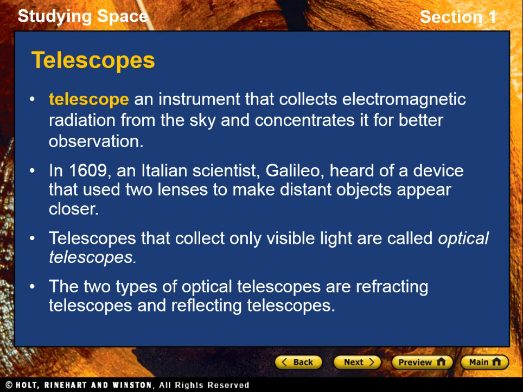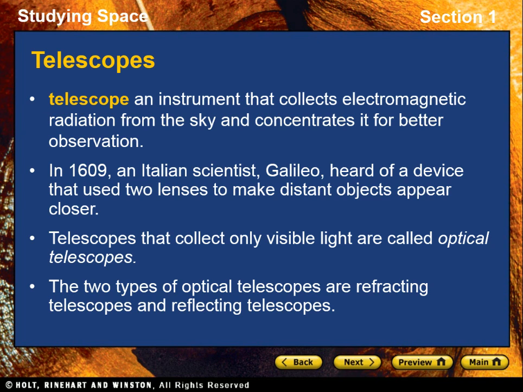Chapter 26, Section 1, Telescopes. Our eyes can see detail, but some things are too small or too far away to see. Our ability to see the detail of distant objects in the sky began with the Italian scientist Galileo.